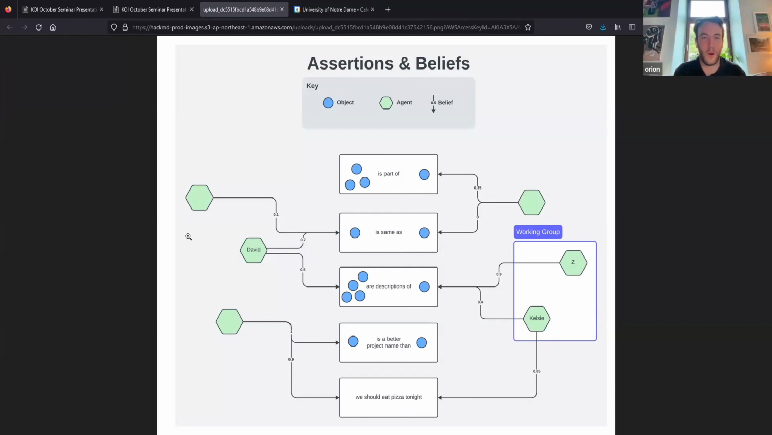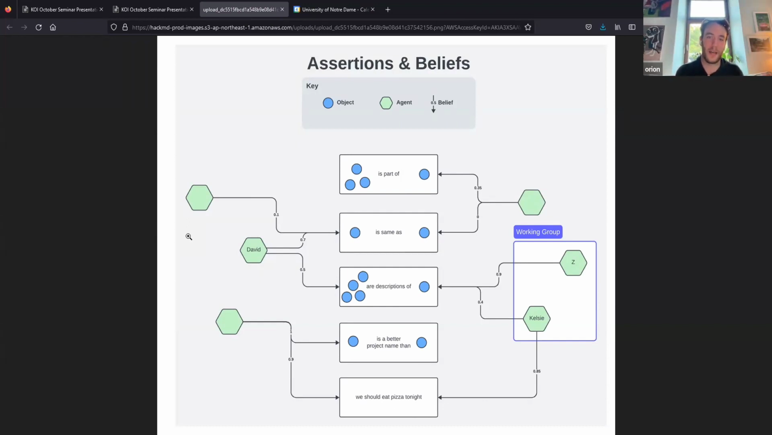And so when you have these belief values, it gives you a few things which I think are really important. One is that you can look at the system from the perspective of a particular agent. So from Zargum's perspective, some things may be true in a way that they are not for David.